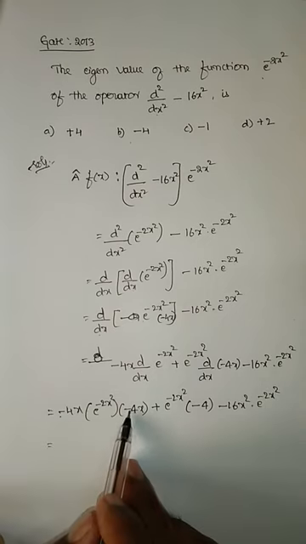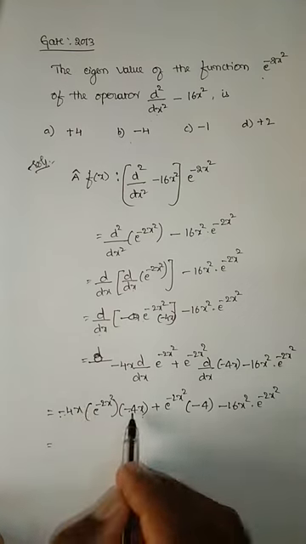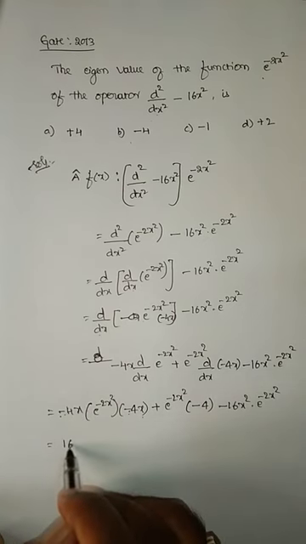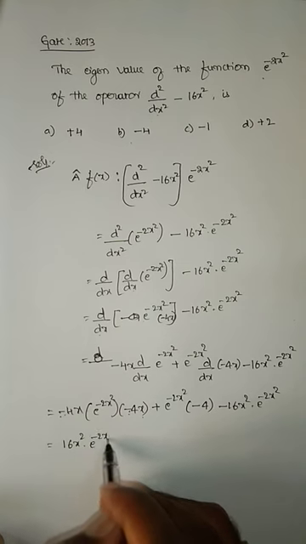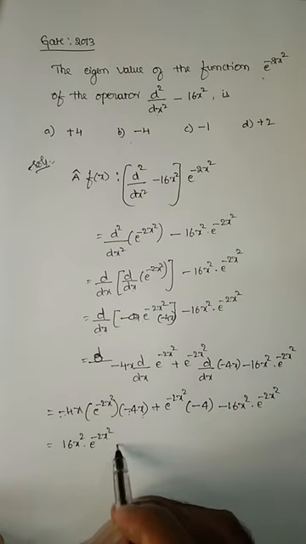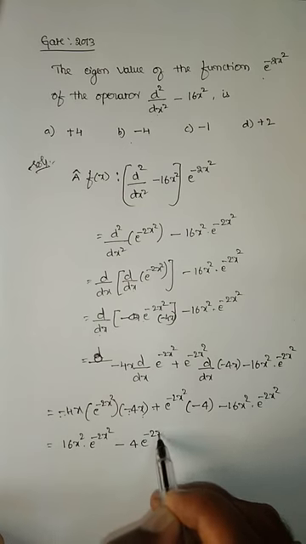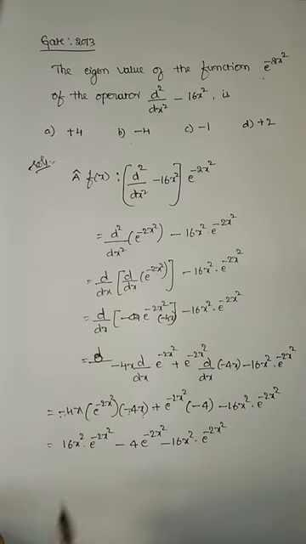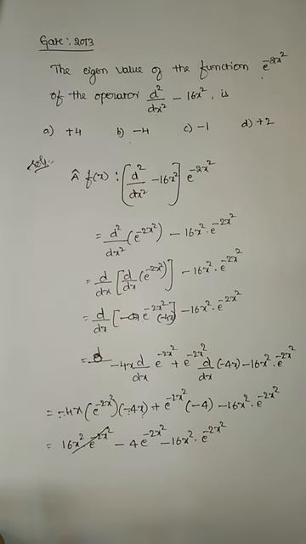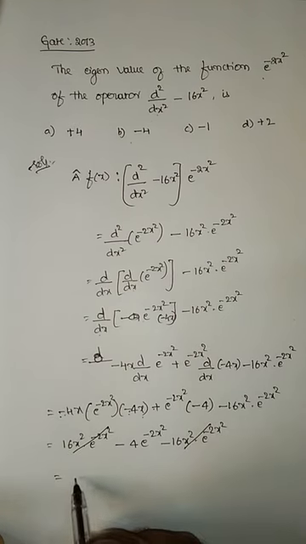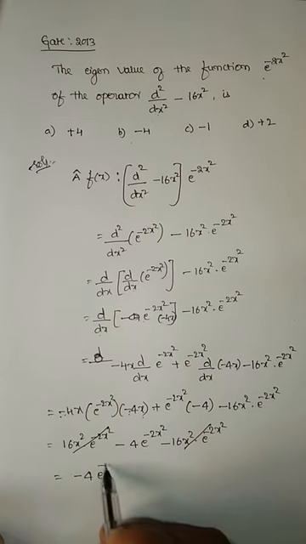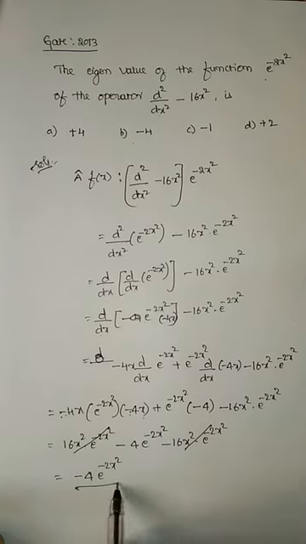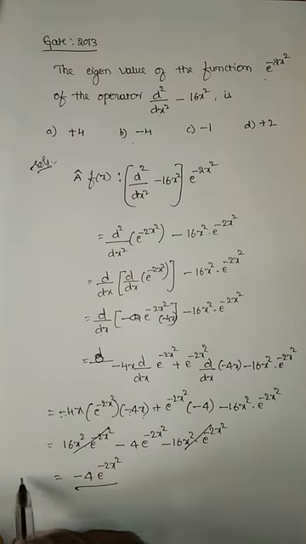So here you can multiply minus into minus: plus 4x into 4x, 4 fours are 16, x square into e power minus 2x square. And here we have plus into minus, minus 4 e power minus 2x square, minus 16x square into e power minus 2x square. So the plus 16x square e power minus 2x square and minus 16x square e power minus 2x square will get cancelled, and we remain with minus 4 e power minus 2x square. This is the final value we got as the answer.